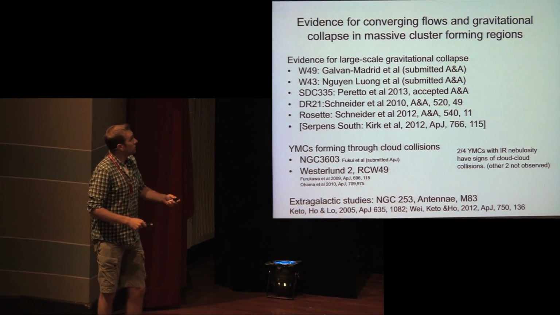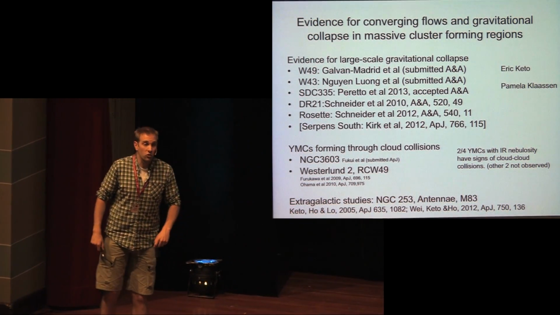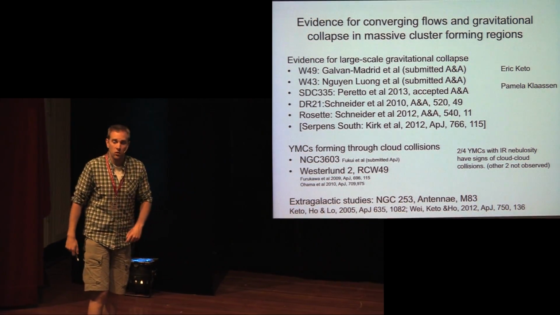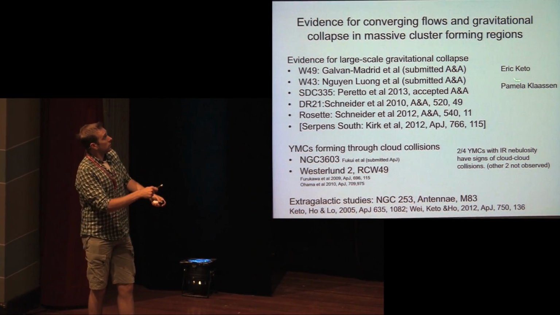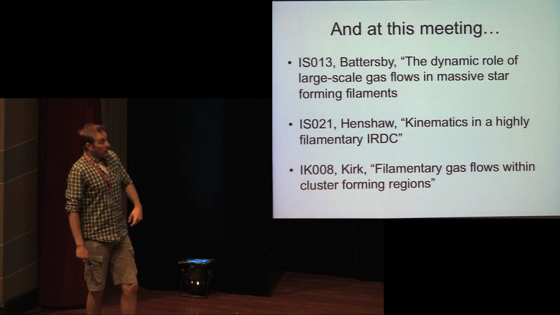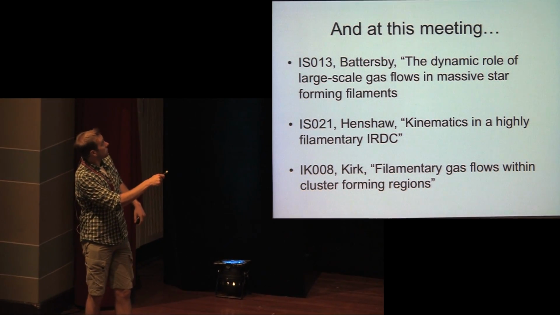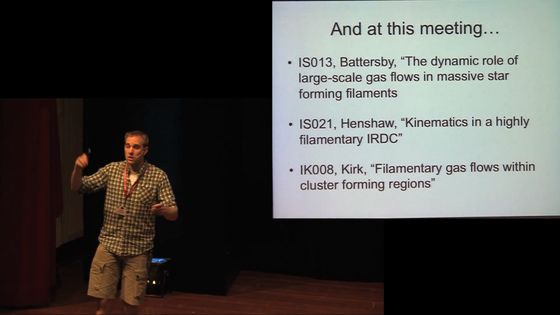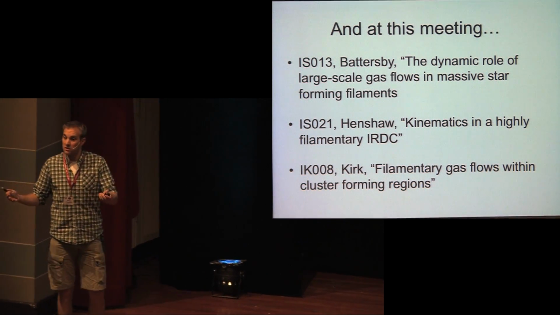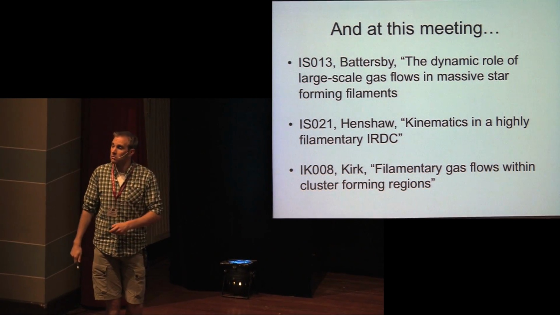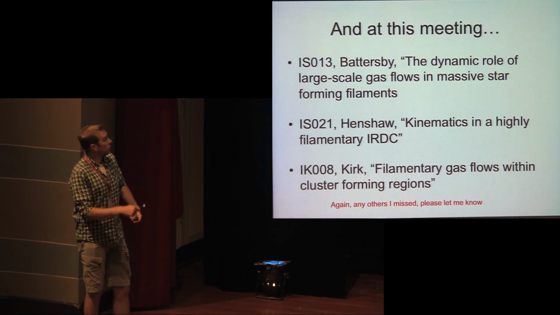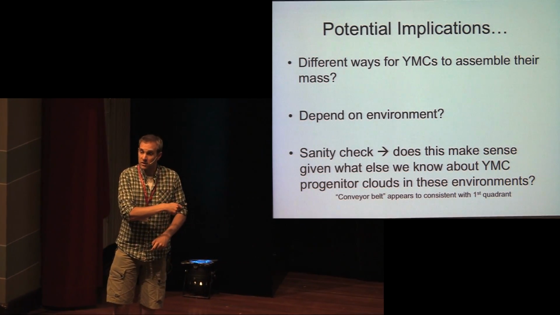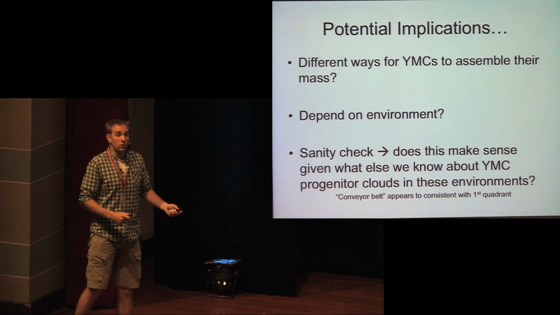There are extragalactic studies. I want to really highlight 2 people who've been working on this for a long time. Eric Quito and Pamela Klassen have done a lot of work on the bright H2 regions, looking at infall signatures. Again, at this meeting, I'd like to highlight a couple of posters, one by Cara Battersby, one by Johnny Henshaw, one by Helen Kirk, looking at large-scale mass flows. So there seems to be evidence, at least. This might not describe everything, but it certainly doesn't seem a totally wacky idea. Again, please let me know if I missed anything else. Certainly this conveyor belt appears to be consistent. This definitely is not proof. I'm not saying that we've solved anything, but this is certainly an interesting avenue for following up.